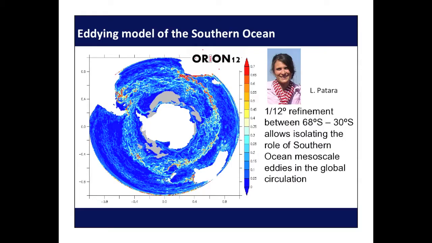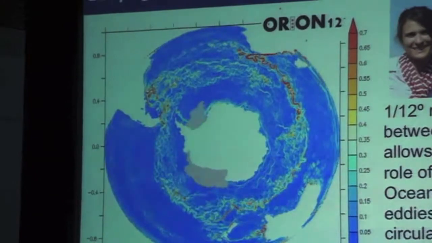So here we're doing some work with Slovenia, Tara from Kiel, and now we're using a 12 degree Southern Ocean model. And you see what the Southern Ocean looks like, the gray is the sea ice. Fascinating turbulence. Jets, fronts, eddies.